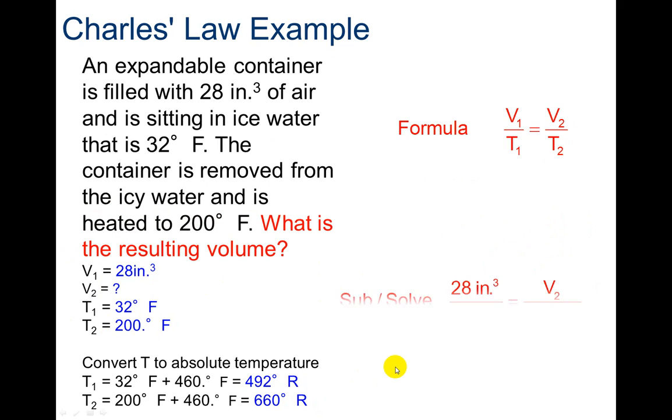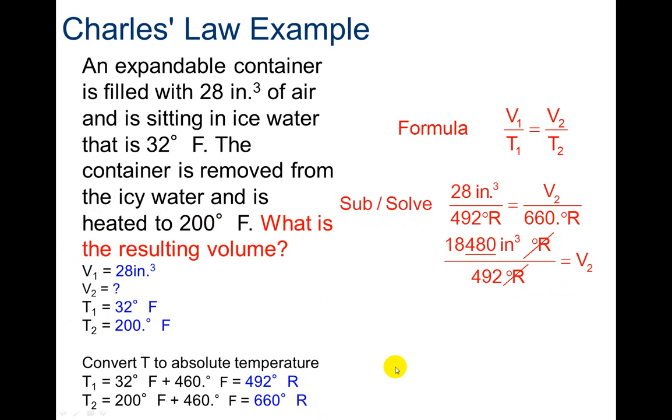Right, so now we're ready to plug it into our formula. And the best way to do this is to cross multiply. My unknown is this one here, V2. So I'm going to say 28 times 660, and then I'm going to divide it by 492.